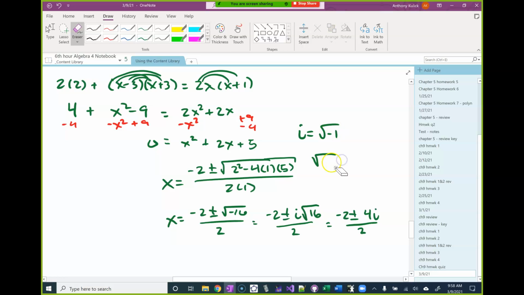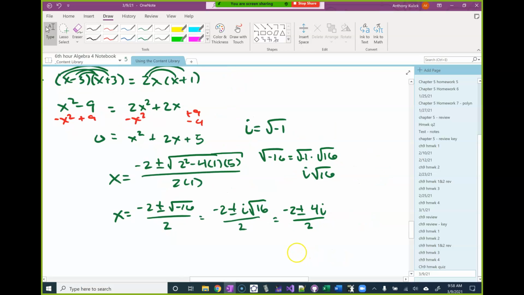Could be okay still for me. Now if you're taking this, it would look like, but that's fine for me. But I would need to see the i and the square root of 16 done to get full points anyways.